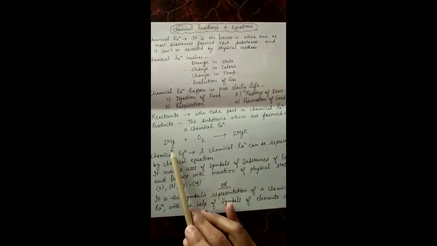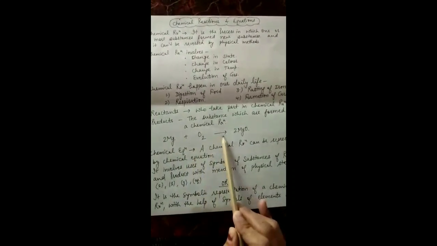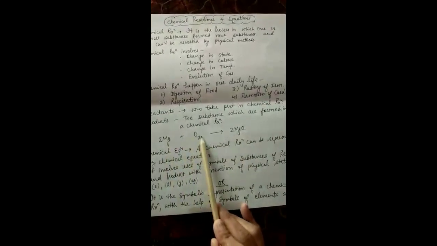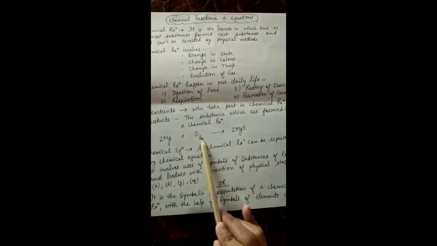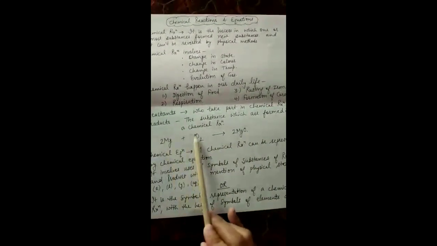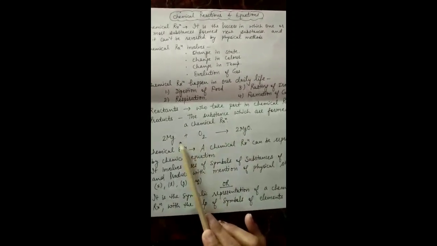Suppose this is a reaction: 2Mg plus O2 arrow 2MgO. So magnesium burns in the presence of oxygen and forms magnesium oxide. These two are the reactants and this is the product. Reactants are those substances which take part in a chemical reaction, and products are the substances which are formed in a chemical reaction.